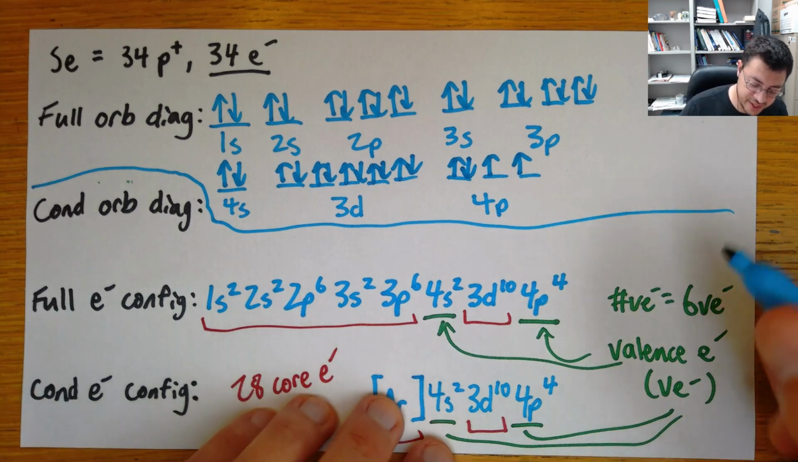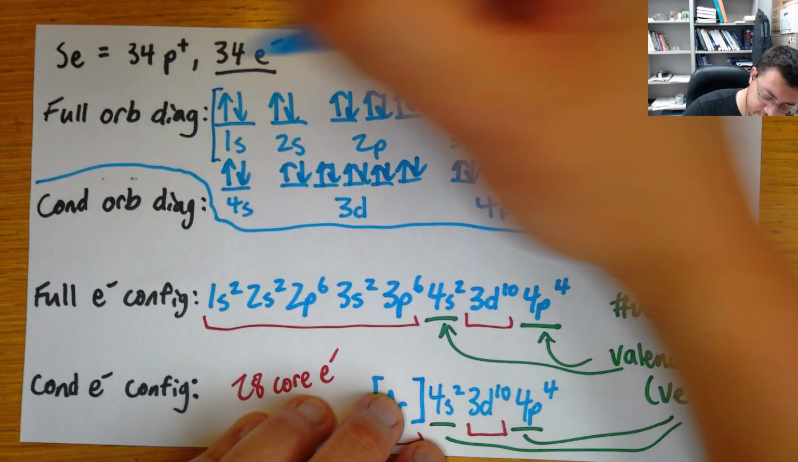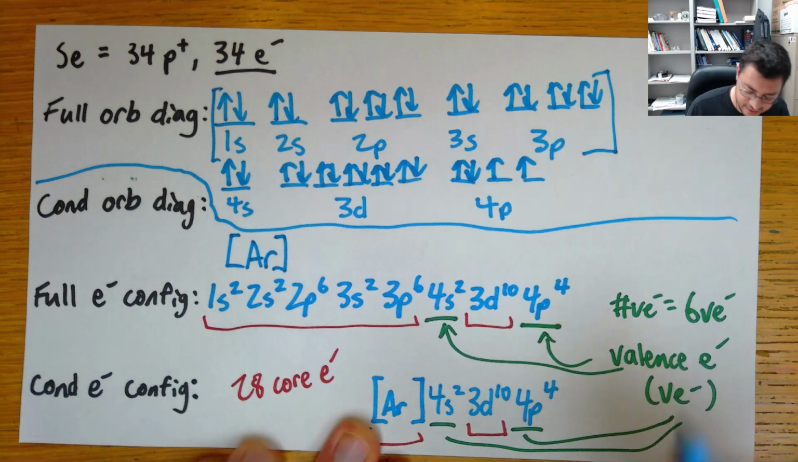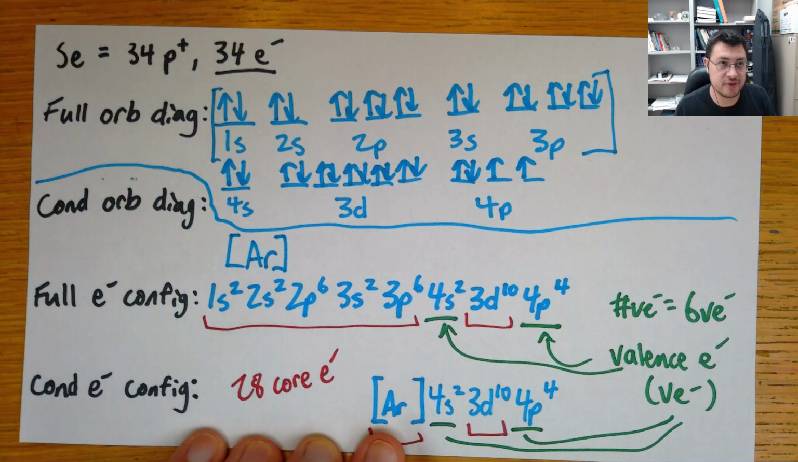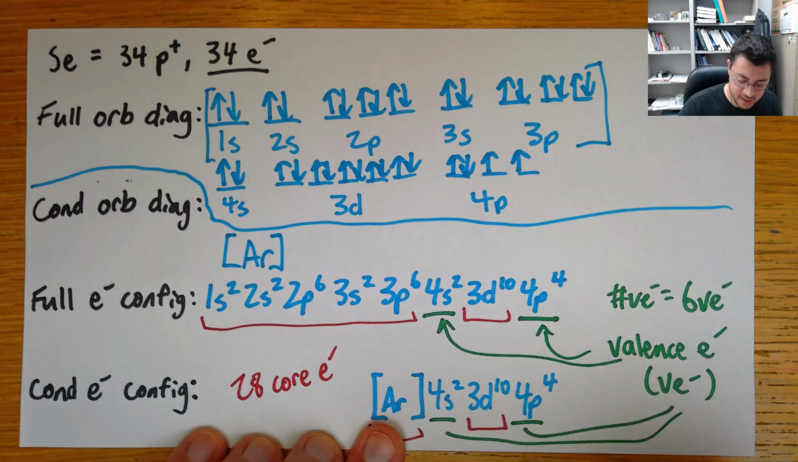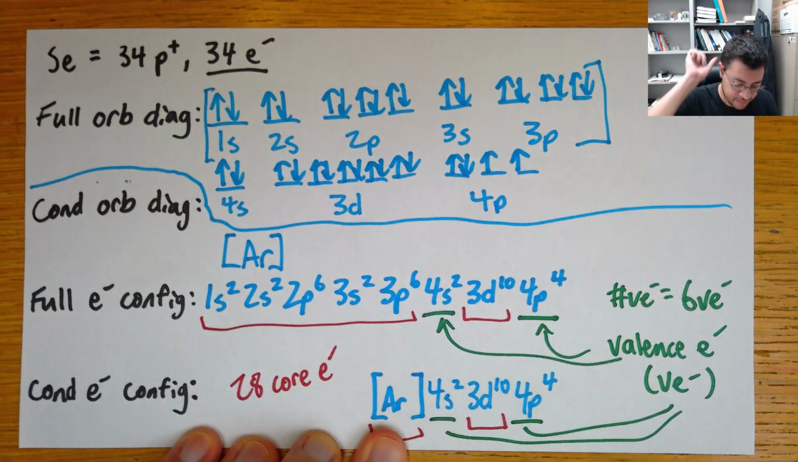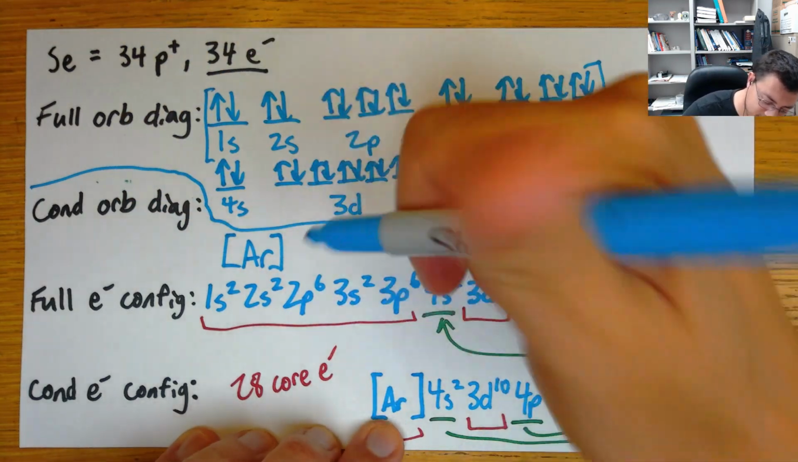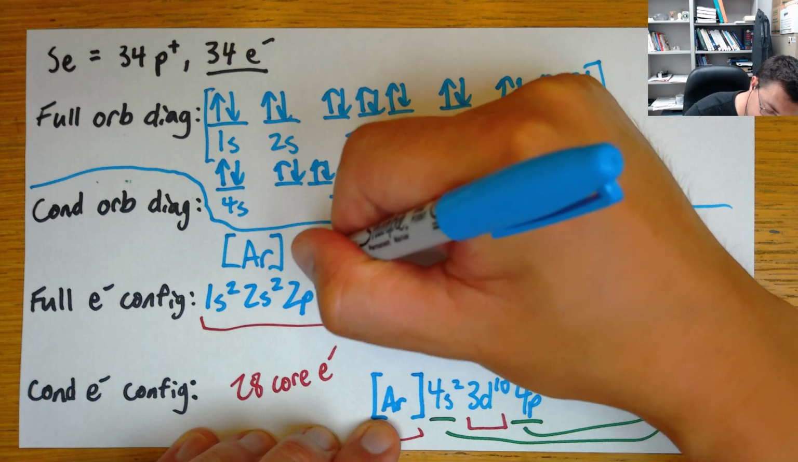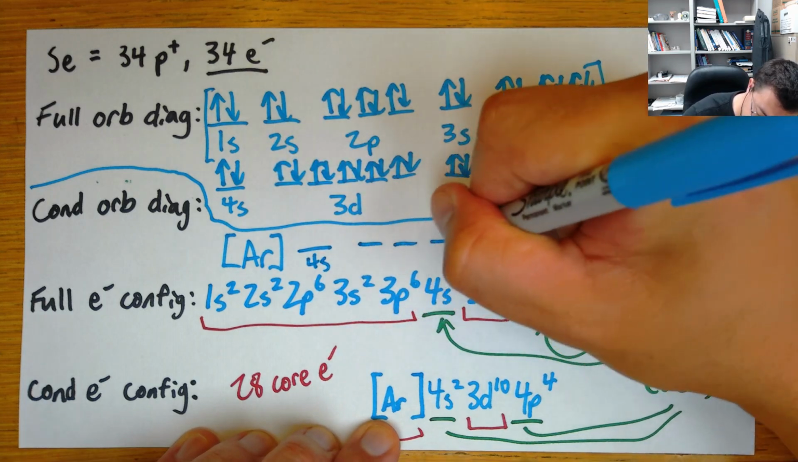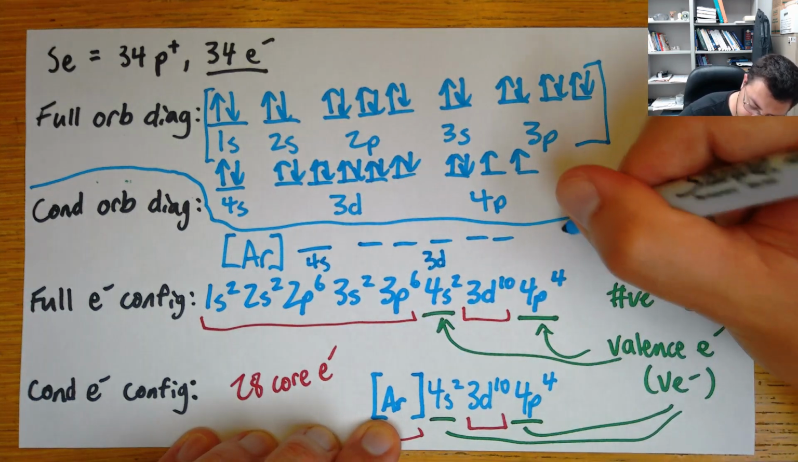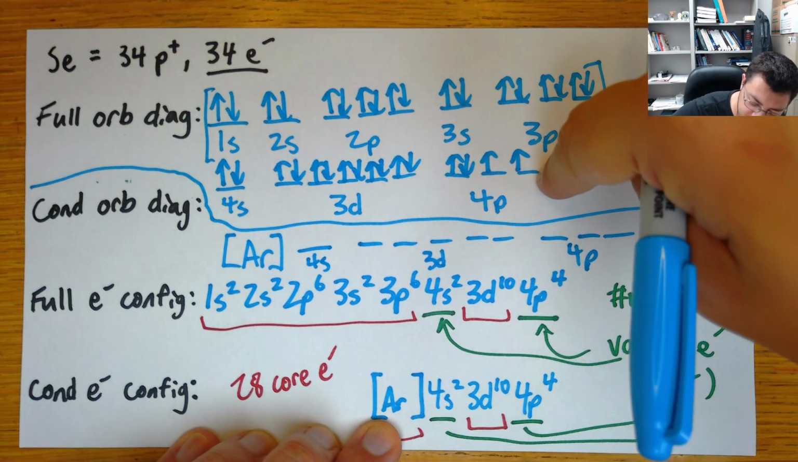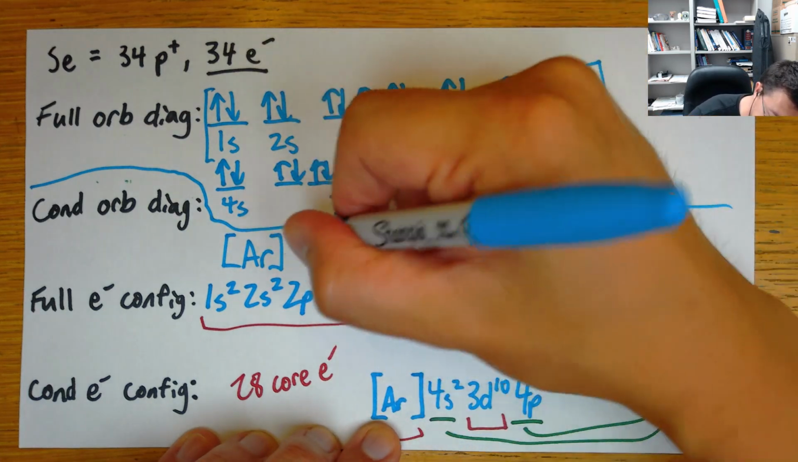Condensed electron configuration would be realizing that everything between here and here is just an argon. Like we did there, just using your previous noble gas, and it must be a noble gas for the reasons we explained earlier. And then I just have to write out that part. 4s, 3d, 4p, and so we have the remaining 16 to write out.